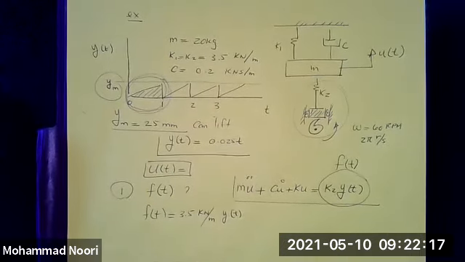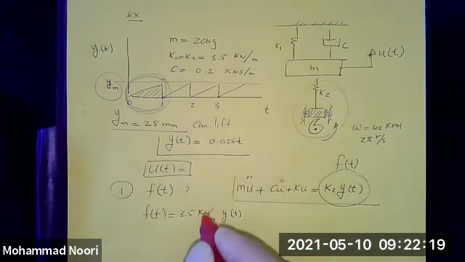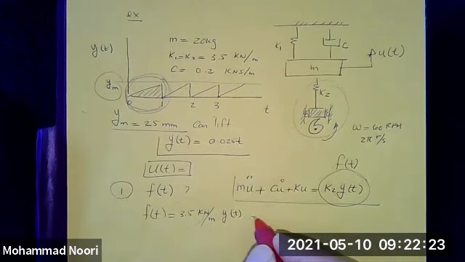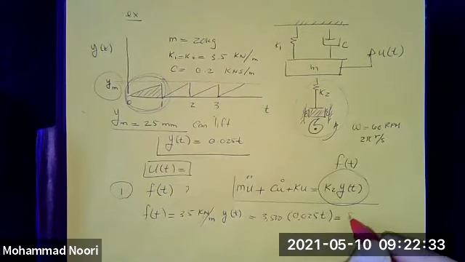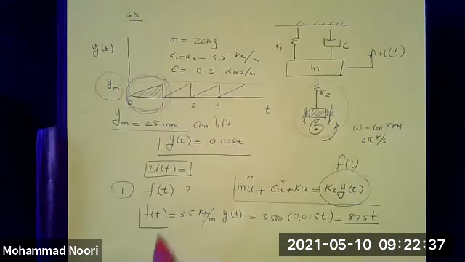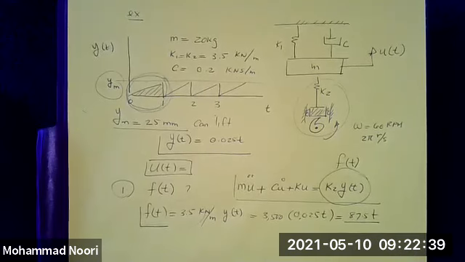Okay. So convert this to Newton per meter to make it easier. So we have 3,500 times 0.025 t, which is going to be 87.5 t. So this is the forcing function for the first period.